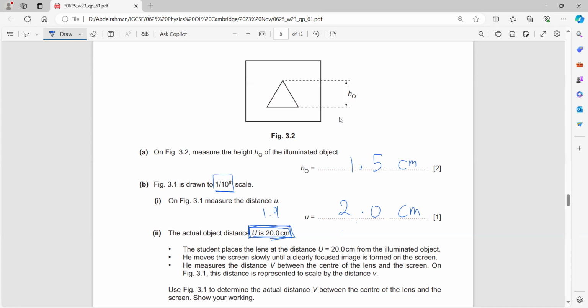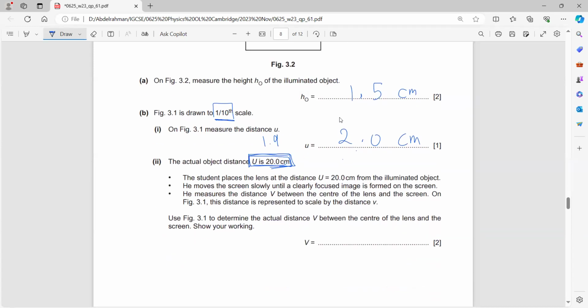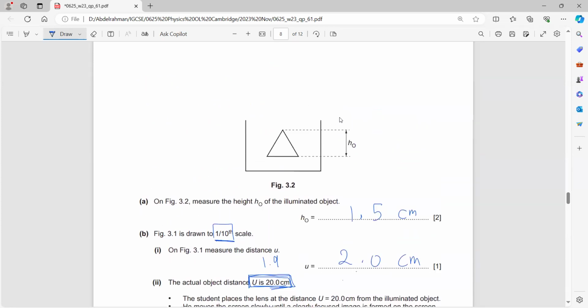Sometimes he gives us some clues in the exam, which can help us make sure we're right. This student places the lens at a distance of 20 centimeters. He moves the screen slowly until a clear focused image is formed. He measures the distance V. Listen up. He measures the distance V between the center of the lens and the screen. On figure 3.1, the distance is represented to scale by the small distance v.